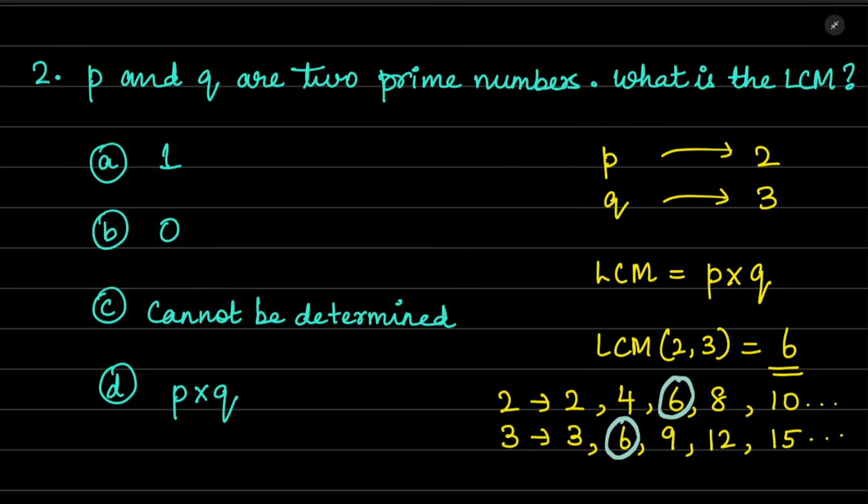I have gone in depth to make you understand the meaning of LCM. But here in our question, P and Q are prime numbers. So the LCM would be just the product of the two prime numbers. So the answer is D, which is P into Q. Let's move on to the next question.